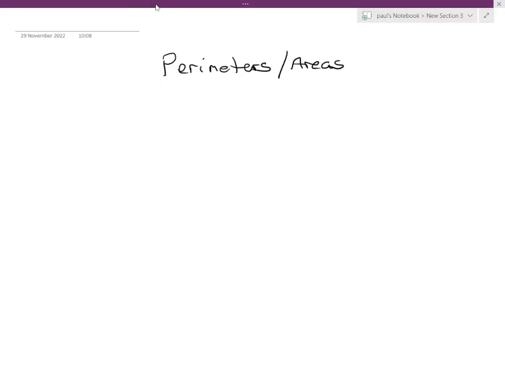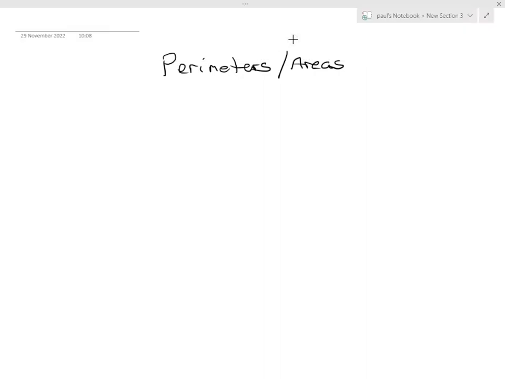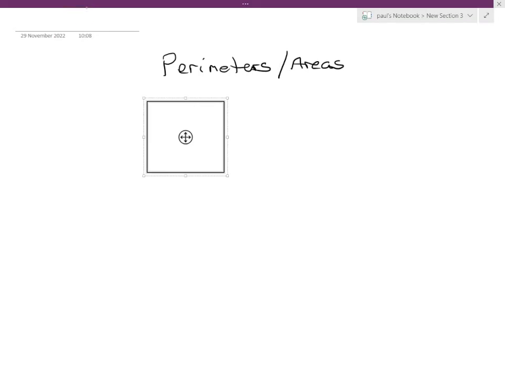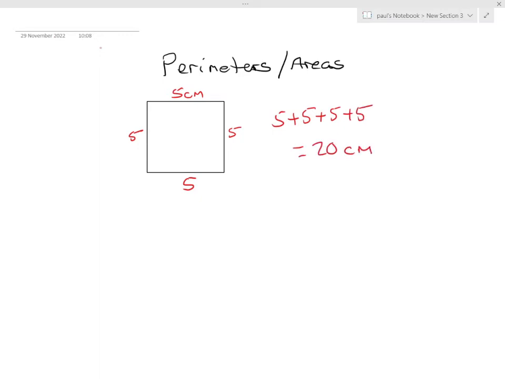See if I can get some shapes down. Right, so a square. A square has all the sides the same. So if this is 5 centimeters, everything else will be 5. When we're working out the perimeter, which is all the way around a shape, just add the 4 fives. So 5 plus 5 plus 5 plus 5 is 20 centimeters, and it's a linear.